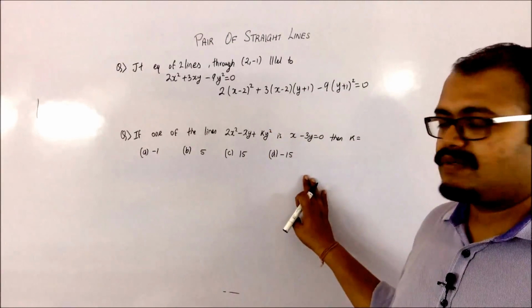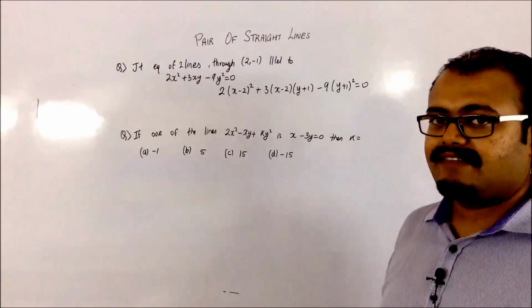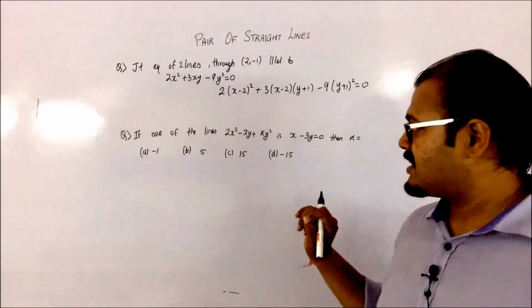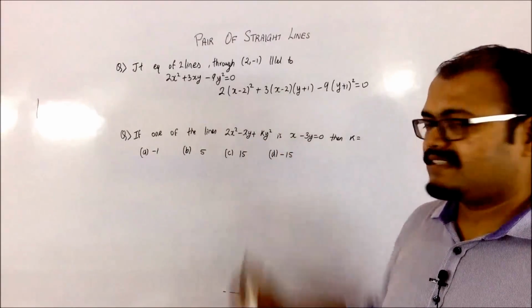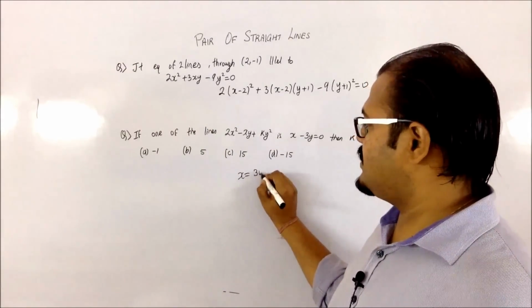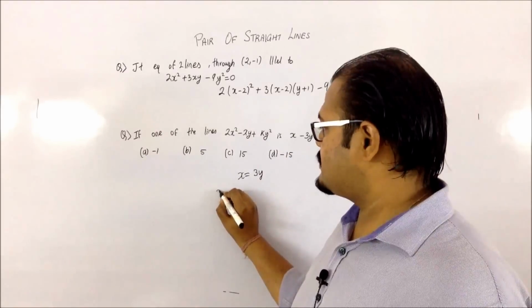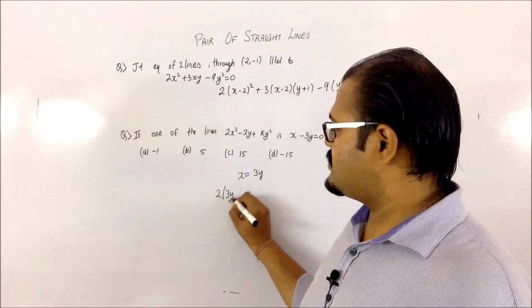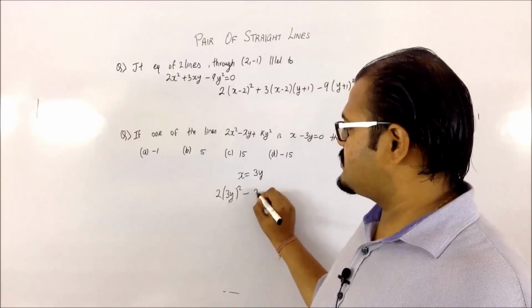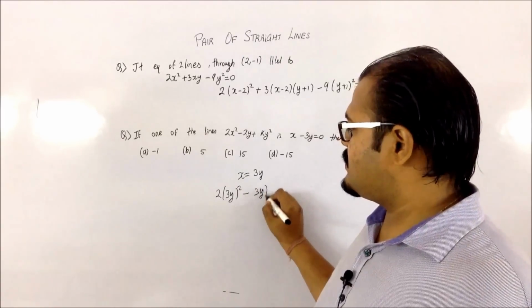Going on to the next one, they have given one of the lines of this pair of lines and I have to find the constant k. Since this is represented over here, I can just substitute x equals 3y in this pair of lines equation. So I will get 2 into 3y the whole square minus x. Wherever x is present, I am just substituting 3y.